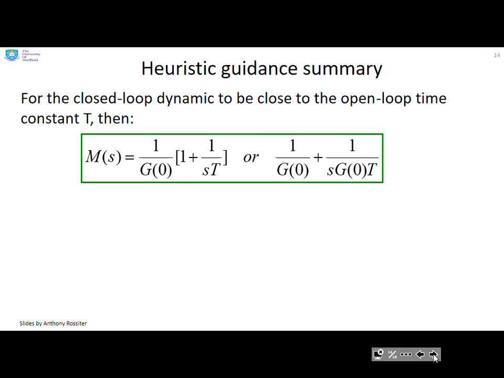So here's a summary of our heuristic guidance. For the closed loop dynamic to be close to the open loop time constant, you notice here I'm going to assume T is now the open loop time constant, then I choose my PI compensator like this. 1 over G of 0 for Kp, and 1 over G of 0 T for the integral term.